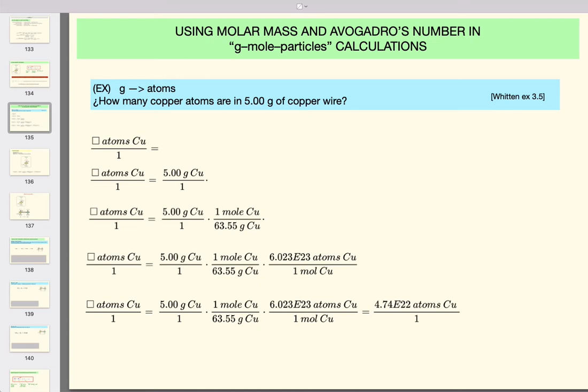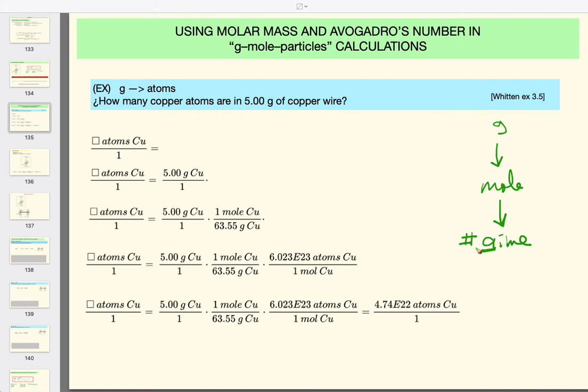Okay, let's now work through the first problem. And this is one where we're going to go from grams to atoms. In other words, what we just saw a minute ago, we know we can go from grams to moles, and we know we can go from moles to number of particles, in this case atoms. So we're talking about the number of copper atoms in particular.